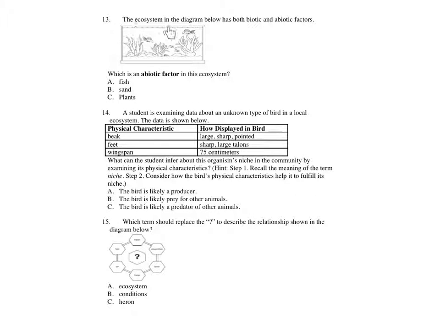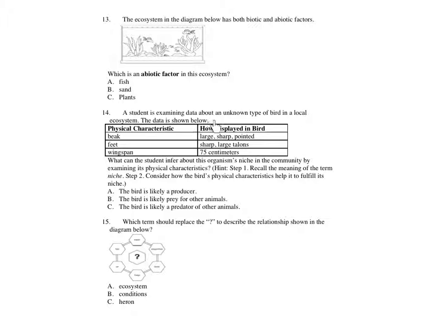Number 13. The ecosystem in the diagram below has both biotic and abiotic factors. Which is an abiotic factor in this ecosystem? A. Fish. B. Sand. C. Plants.